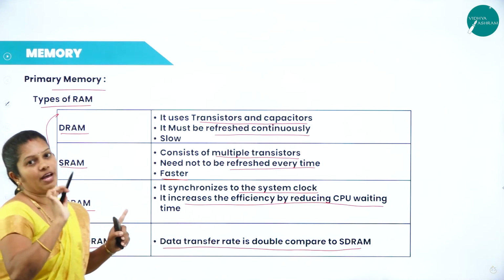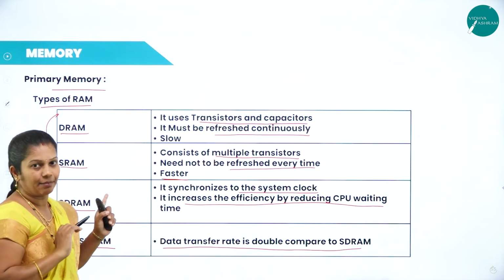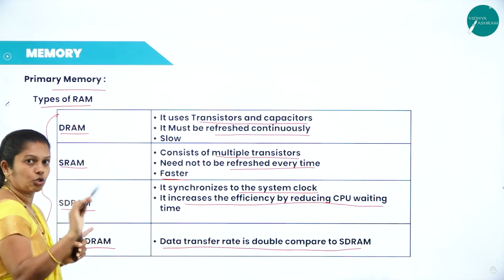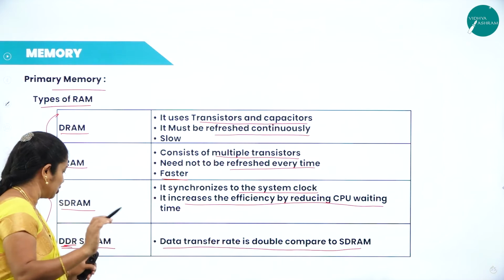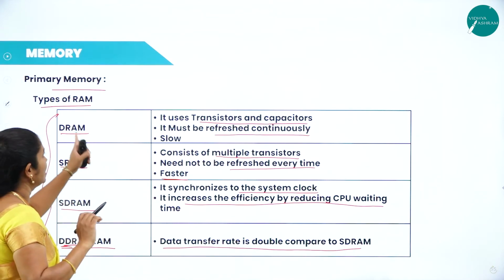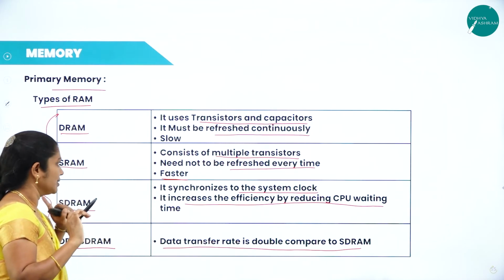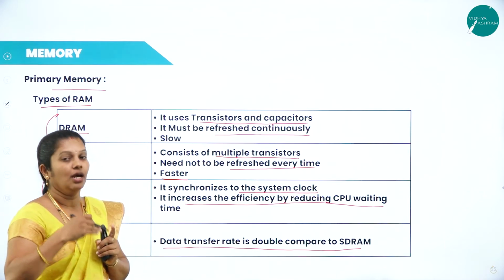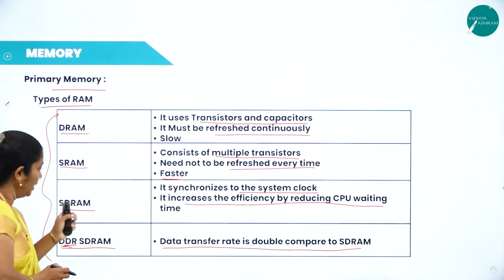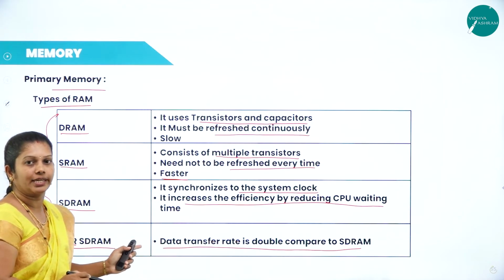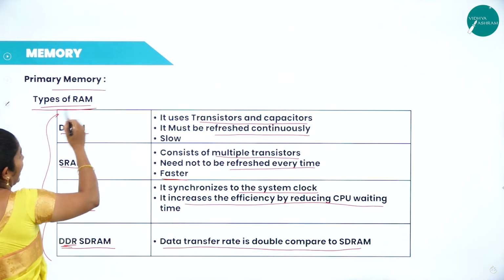Usually, they will ask the expansion. DRAM stands for dynamic random access memory. SRAM stands for static random access memory. SDRAM stands for synchronous dynamic random access memory. DDR SDRAM stands for double data rate synchronous dynamic random access memory. DRAM consists of a transistor and capacitor, whereas SRAM consists of multiple transistors. SDRAM is mainly for synchronization purposes, to reduce the CPU waiting time and increase the processing speed. Double data rate SDRAM has double the rate compared to SDRAM. These are the few types of RAM.